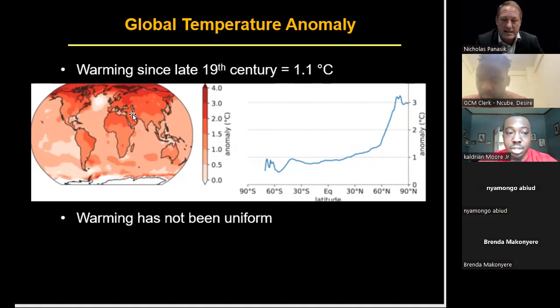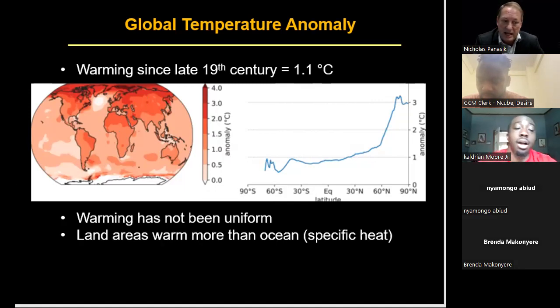Yes, if you look at it, indeed it has to do with land mass. So we know that land areas warm a lot more than oceans do. Okay, and most of the land mass on our planet is in the northern hemisphere by a large amount.